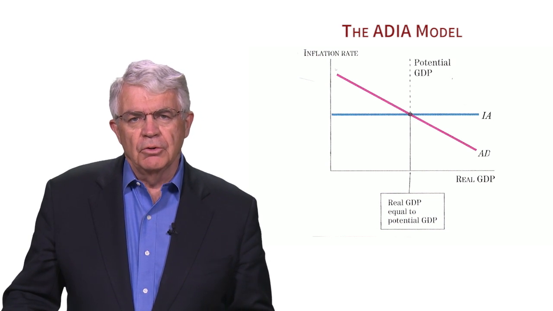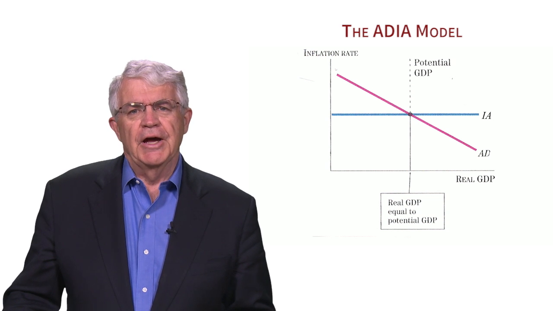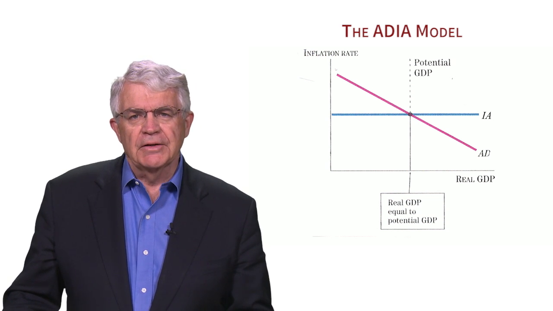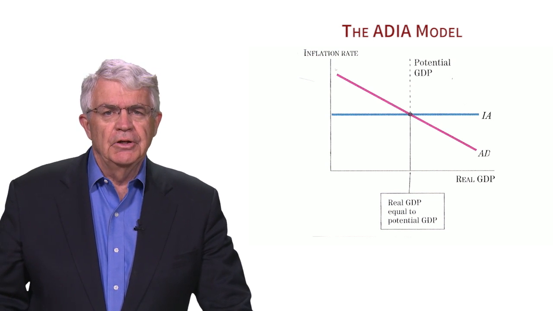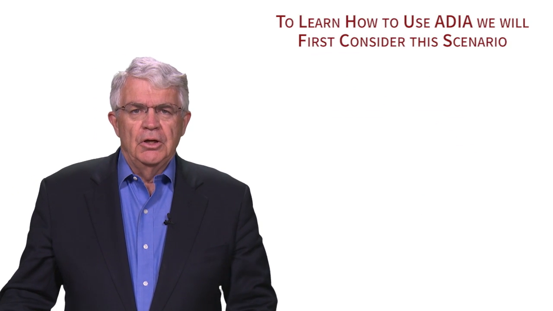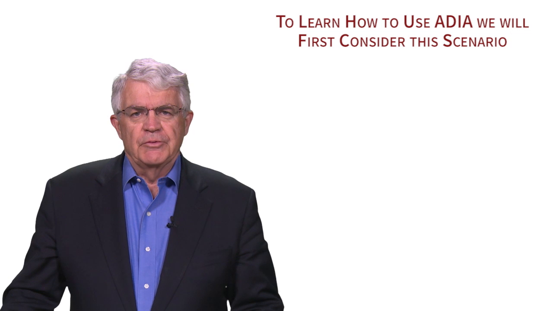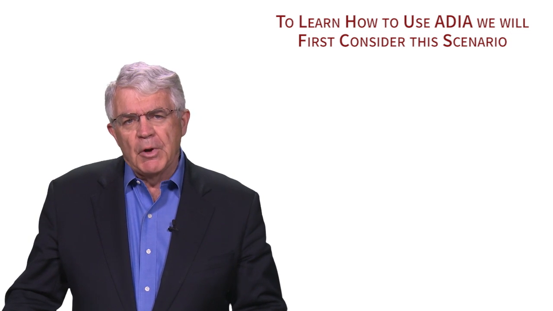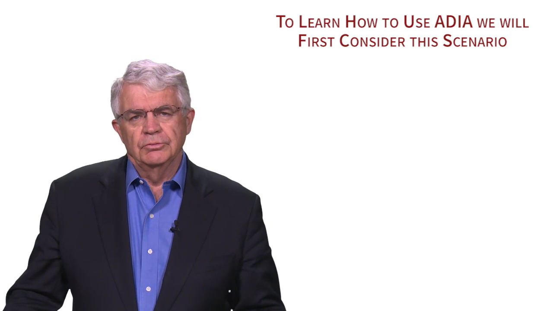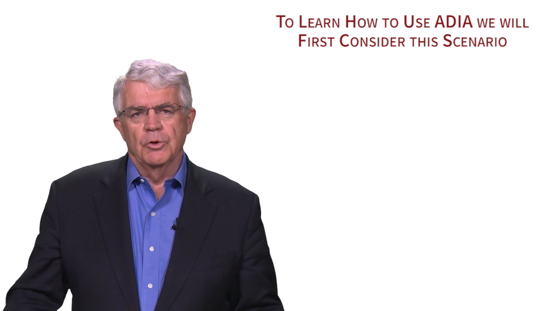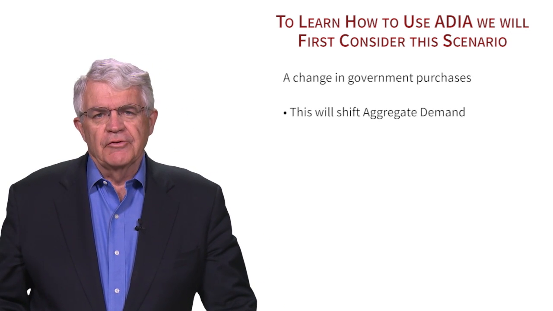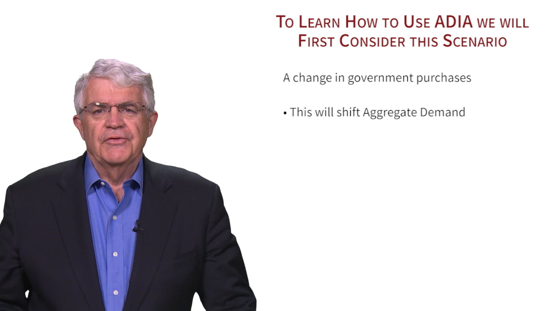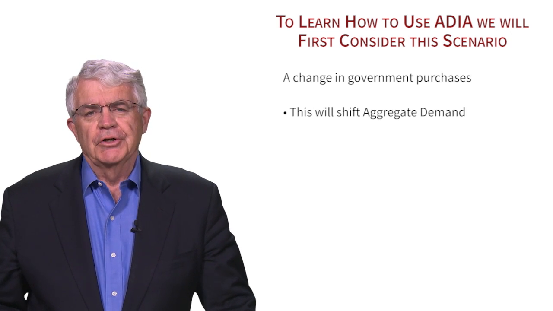So our goal here is to explain how to use this model in practice to make some calculations about the impact of, say, a change in government spending on the economy. A change in government spending is actually going to be a way for us to explain how the whole curve and model works. We're going to argue and show that this change in government purchases will shift the aggregate demand curve. That's the first thing we're going to notice.